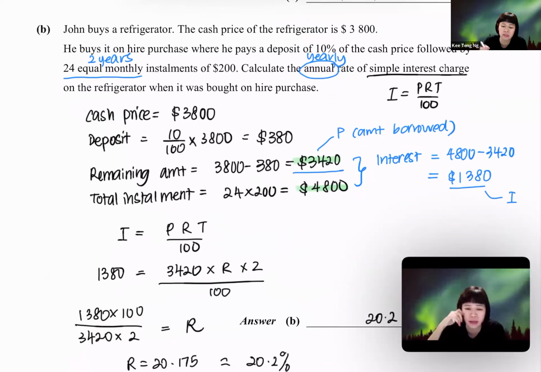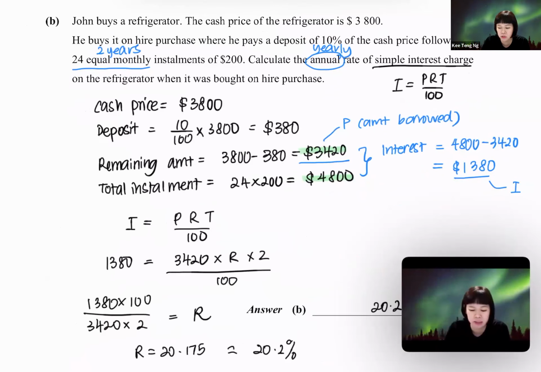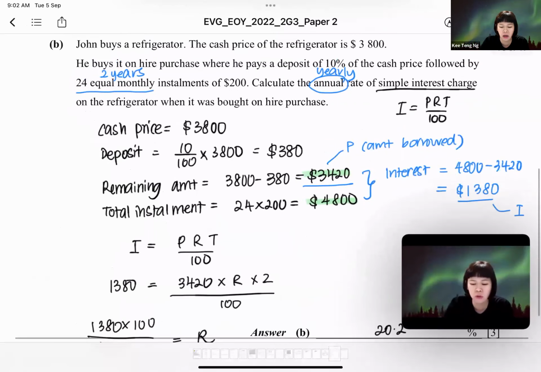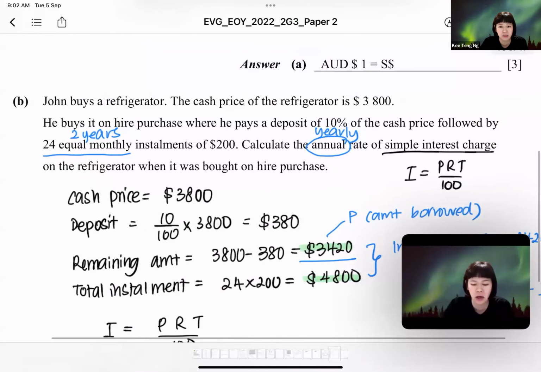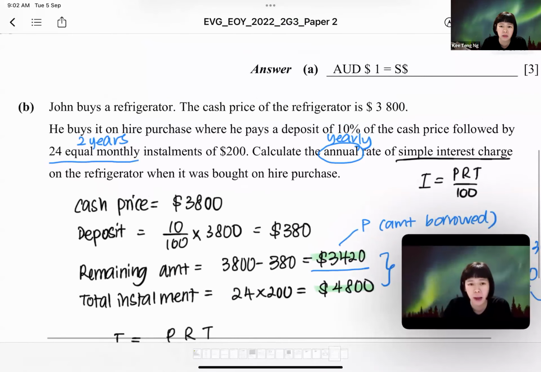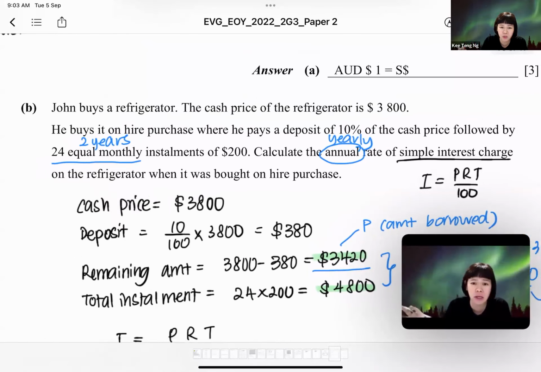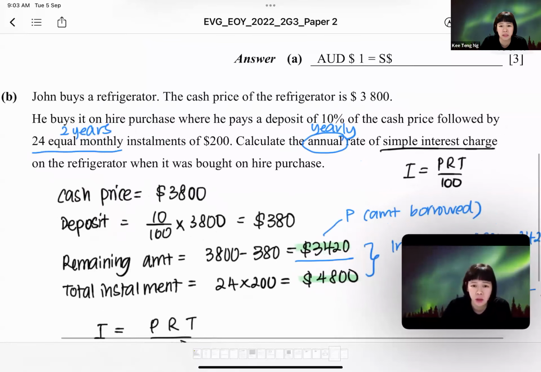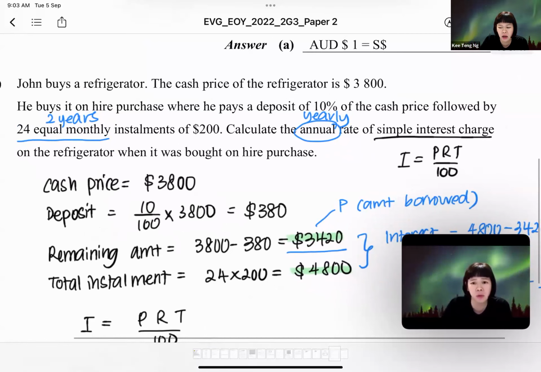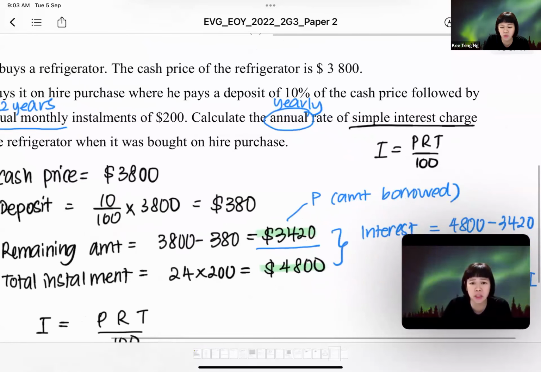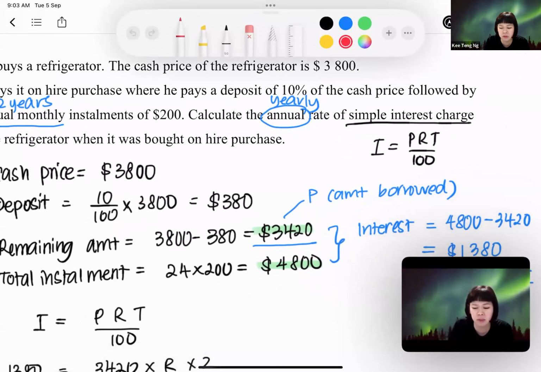So what exactly is hire purchase and simple interest? If you look at this question itself, he's buying a refrigerator and he's not going to pay it in full right at the beginning. So he's going to buy it on hire purchase where he pays a deposit of the cash price. How do we usually calculate the installment and the interest rate? Firstly, the question says calculate the annual rate of interest, but it's at a simple interest rate.